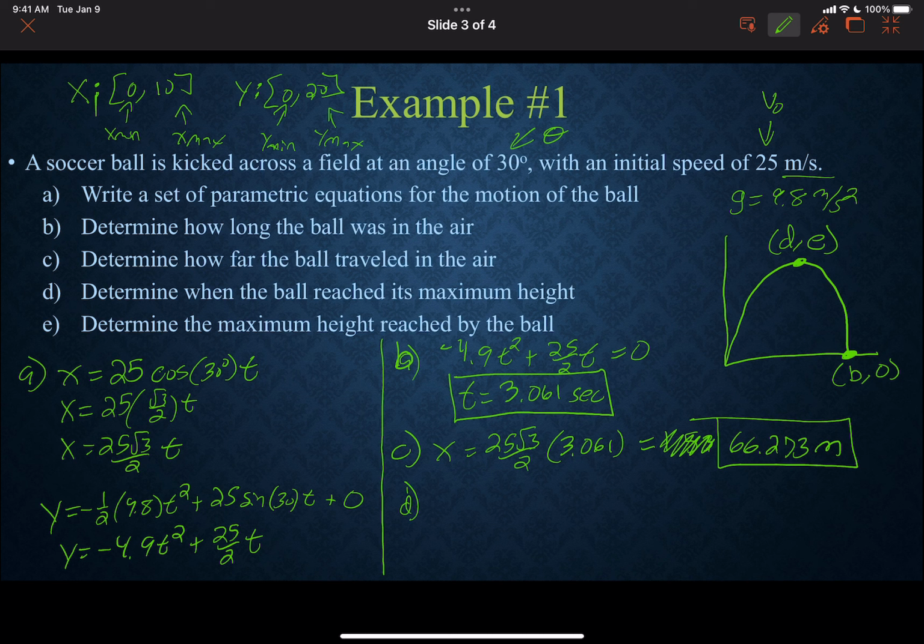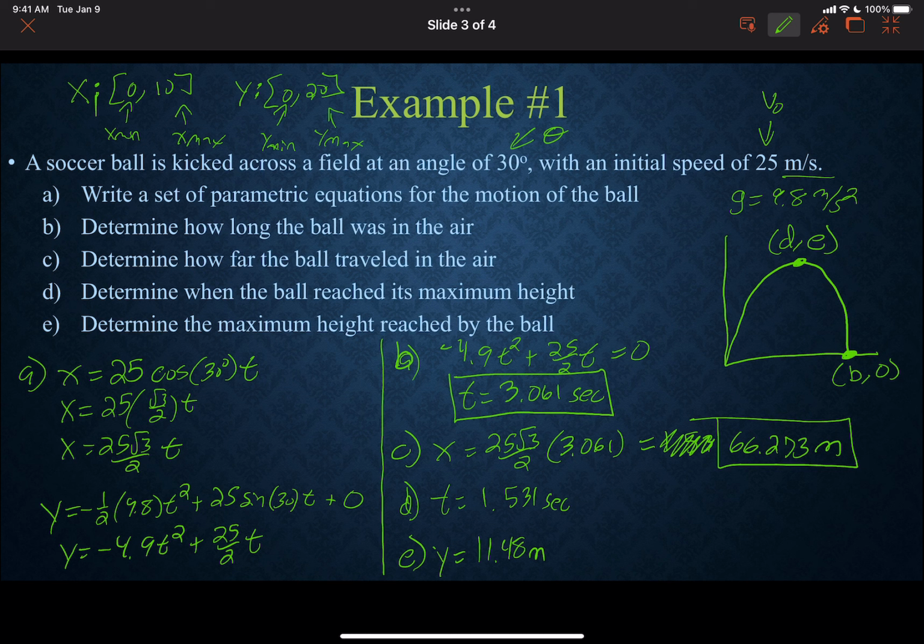So you do your vertex calculations, you do your maximum. Again, refer to my video page on using the calculator for finding max and min, as well as the intercepts, if you're not quite sure how that works. You'll find that the maximum point, time-wise, is the 1.531 seconds that I said earlier. And the y value of that location is part E. That's going to be 11.48 meters.